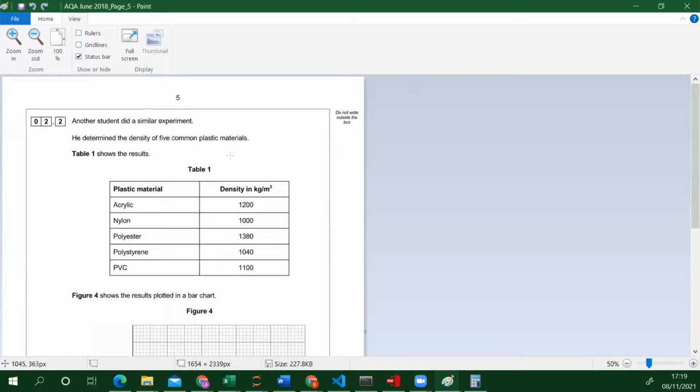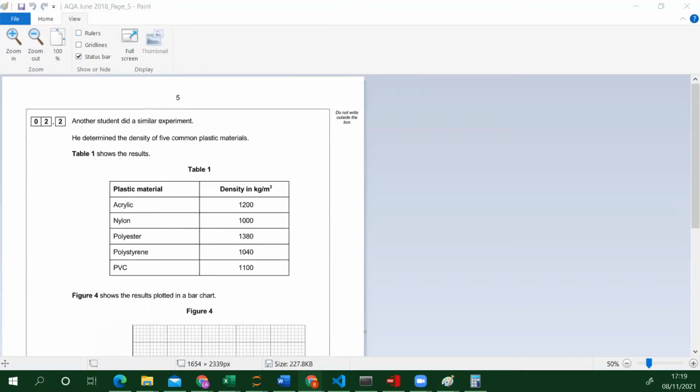Okay. Another student did a similar experiment. This was carrying on from the irregular measurement of the chest piece in part 1. He determined the density of 5 common plastic materials. Table 1 shows the results: acrylic, nylon, polyester, polystyrene, and PVC, so polyvinyl chloride, and density in kilograms per meter cubed.